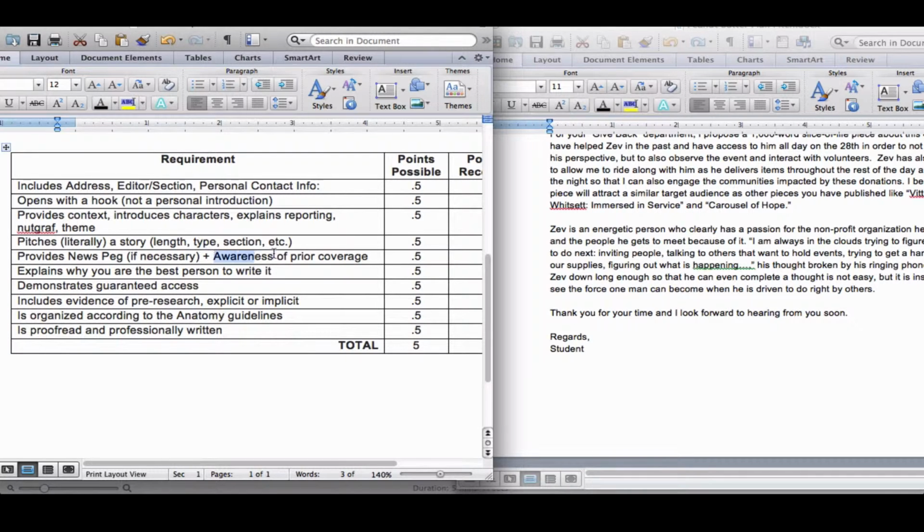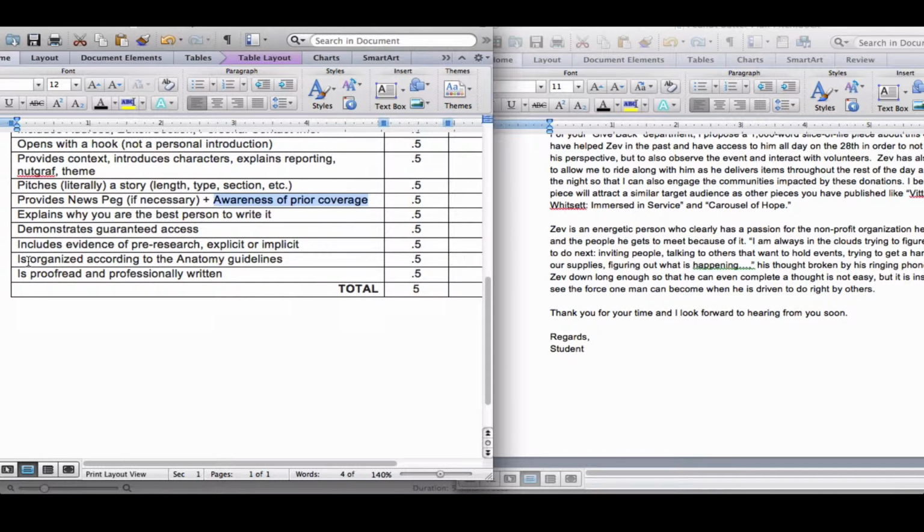Awareness of prior coverage. This is one place where I would probably ding this writer. Presumably something has been written about the peanut butter plan before. If this is a guy who's doing this great thing in Denver, somebody's covered it. If not, that is especially relevant to editors. So awareness and mention of prior coverage, that needs to be in a pitch.